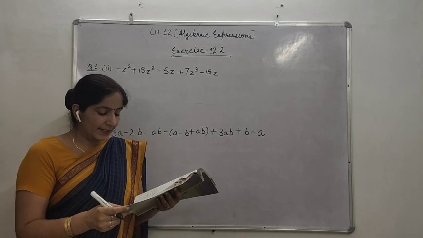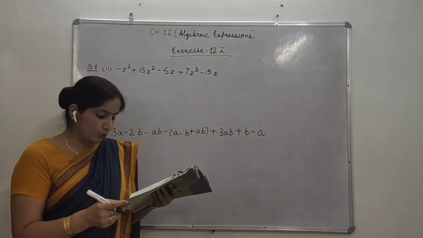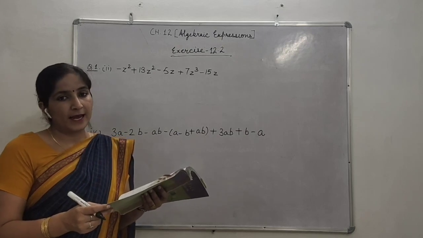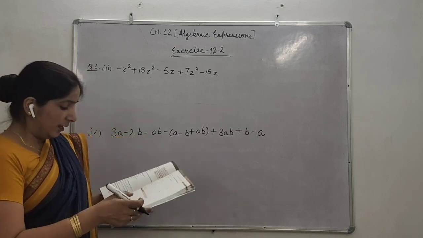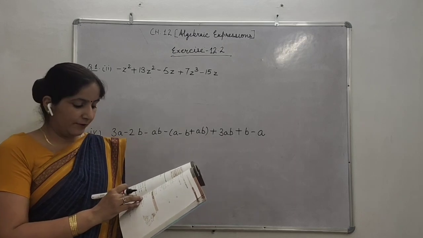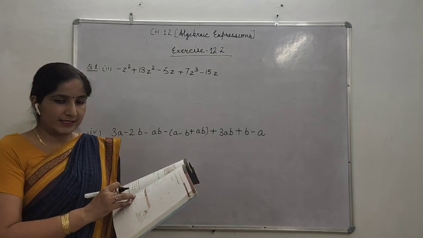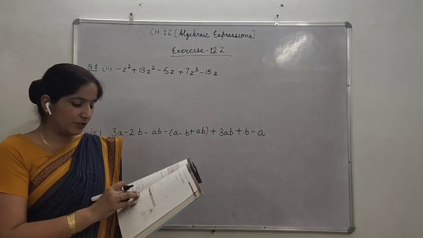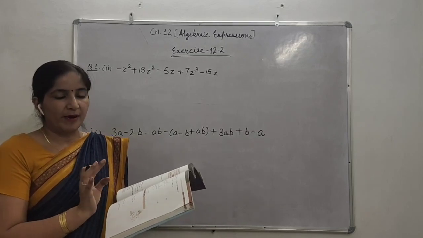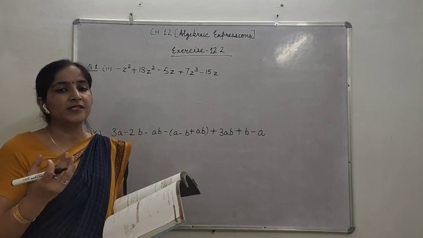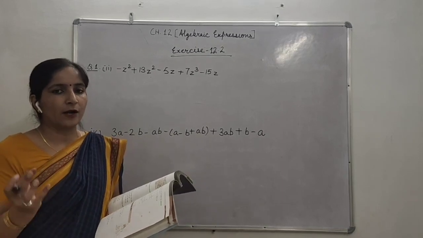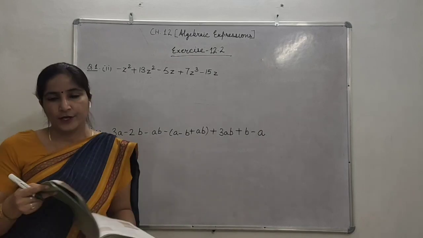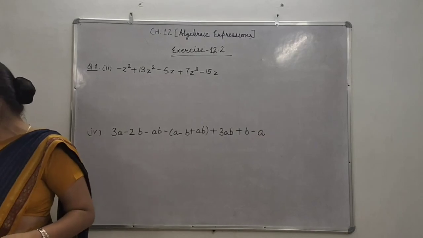Now students, let us start exercise 12.2. The first question is: simplify by combining like terms. In this question 6 parts are given and I am going to tell you 2 parts, the second and the fourth. The rest you have to do yourself. We have to simplify by combining the like terms. Combining means that when required you can add or subtract according to the signs given. So let us start with the second part.